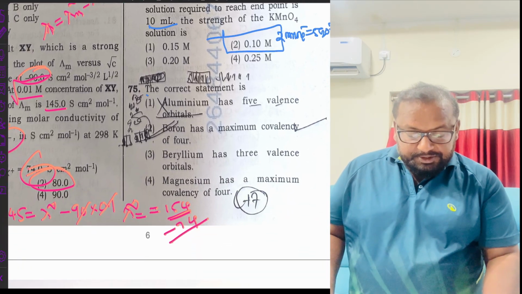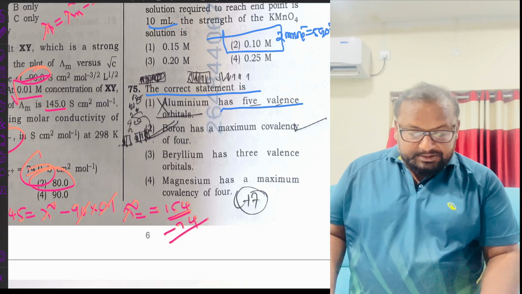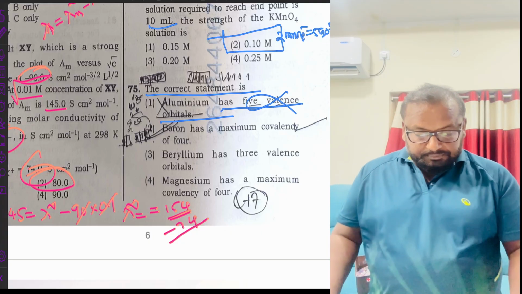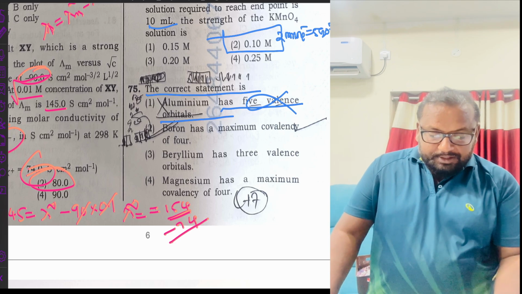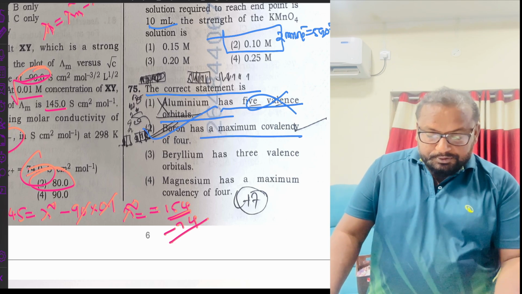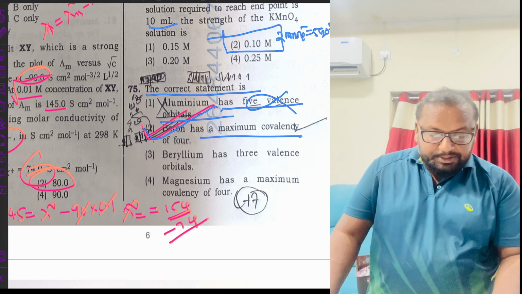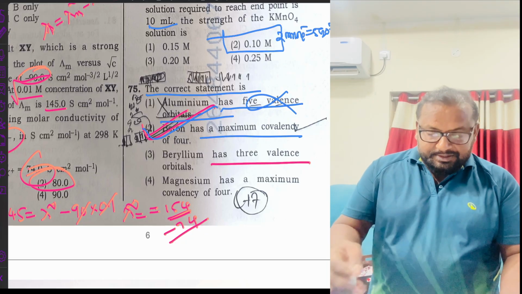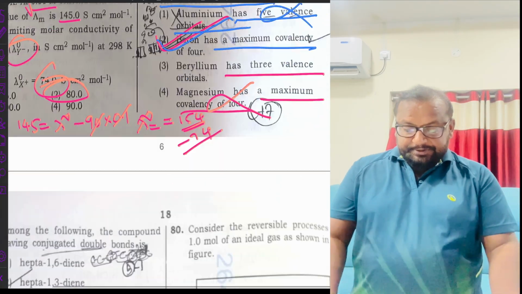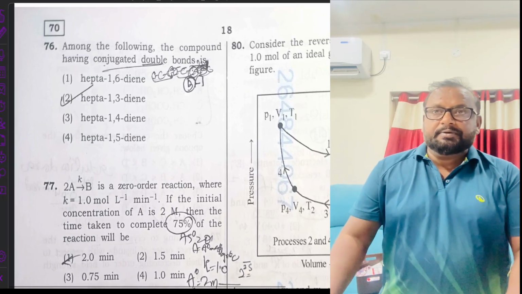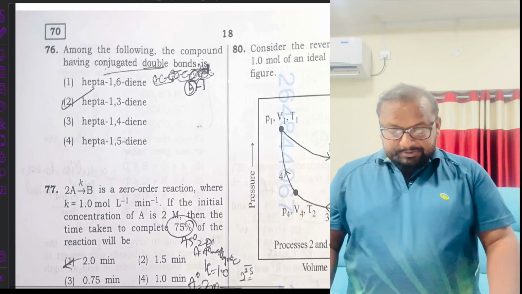The correct statement is: aluminium has 5 valency electrons. No, it has 3. Boron has maximum covalency of 4. Yes, it's true. So second option is the right one. Beryllium has 3 valency electrons. It has 2. Magnesium has maximum covalency of 4. Incorrect. Magnesium can, since d orbitals are also available.